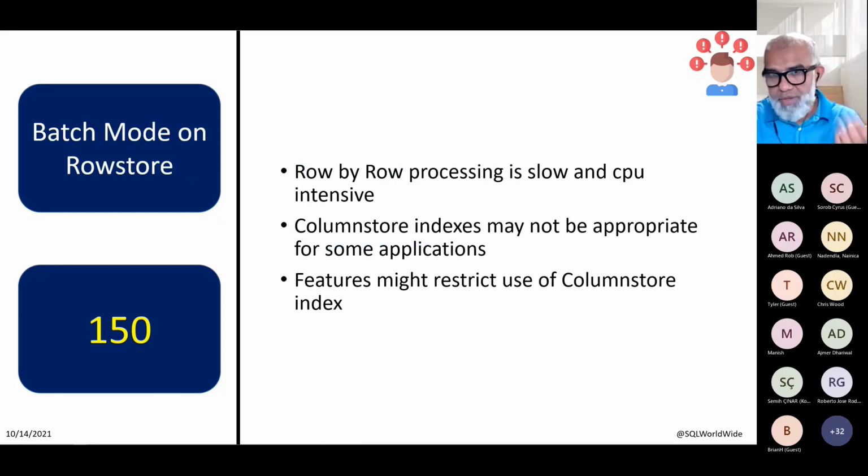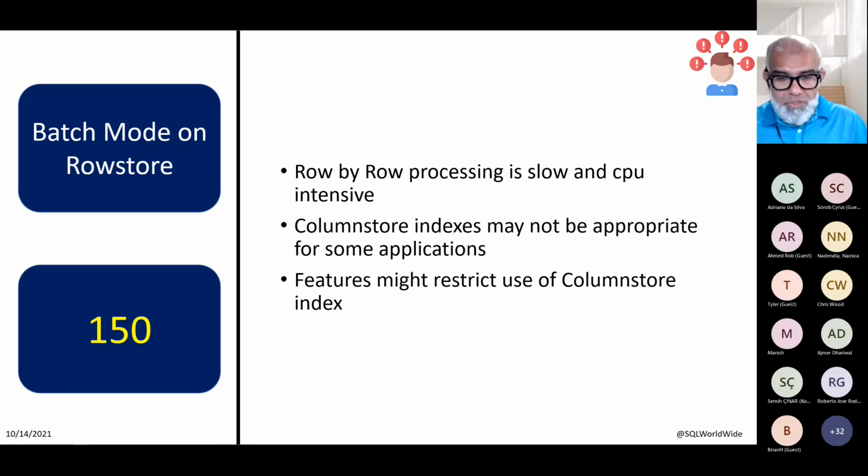Batch mode on rowstore, we talked about many times. Batch mode was first introduced with columnstore indexes. And people love it because batch mode saves CPU time. And we cannot use columnstore indexes for everything. There are restrictions. Like, if you have triggers, cursors, persisted computed columns, there are many cases where it's just not practical to use a columnstore index. But people like the batch mode operation, right? Because it's less memory grant, it's less CPU intensive, a lot quicker.